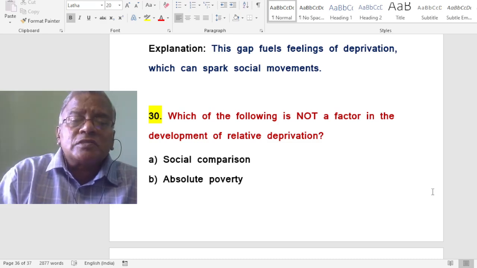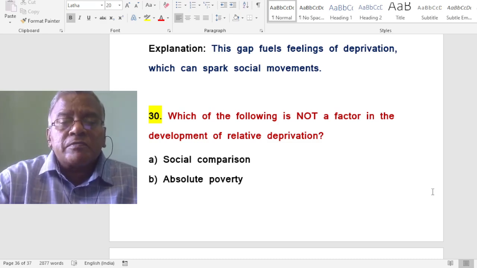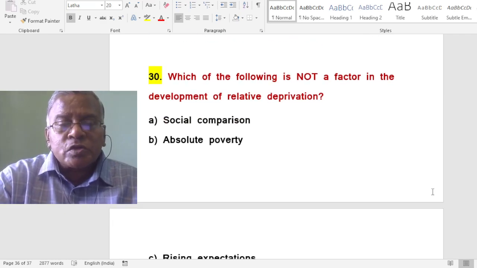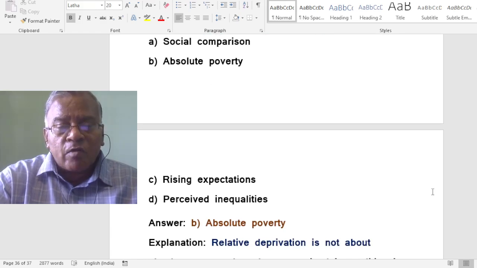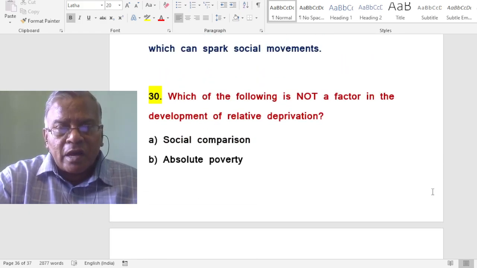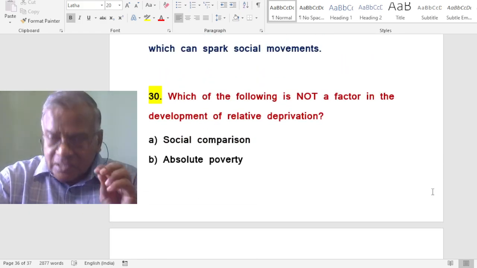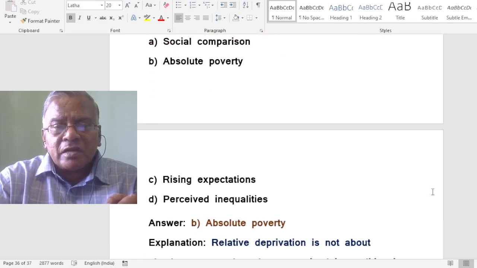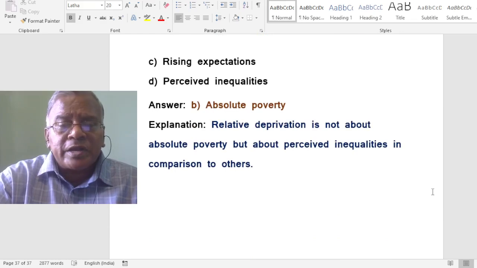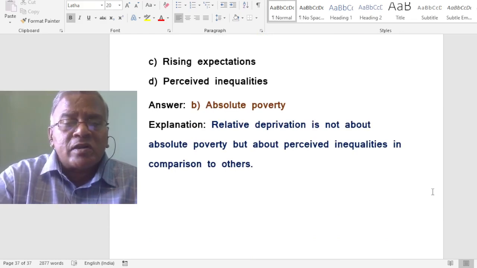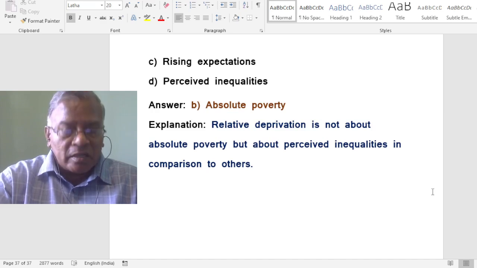Which of the following is not a factor in the development of relative deprivation? Social comparison, absolute poverty, rising expectations, perceived inequality. The answer is absolute poverty. It is not a factor in the development of relative deprivation. Relative deprivation is not about absolute poverty but about perceived inequalities in comparison to others.